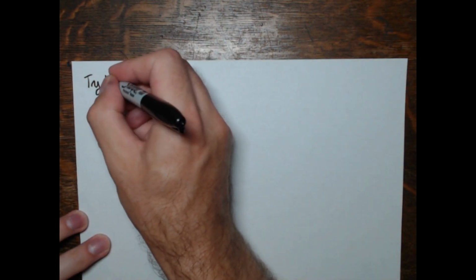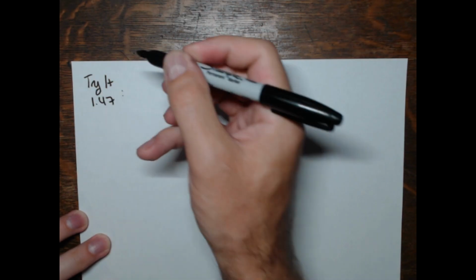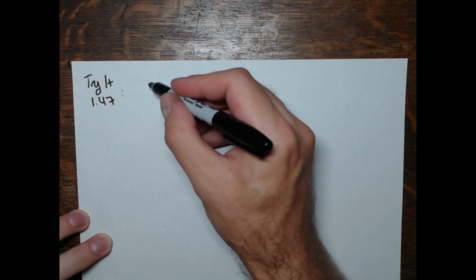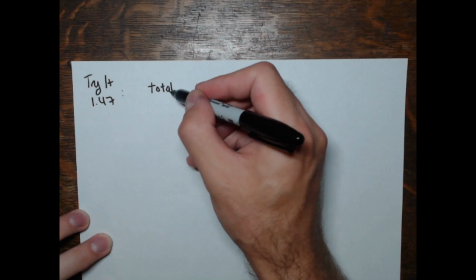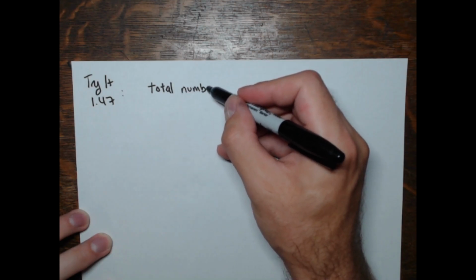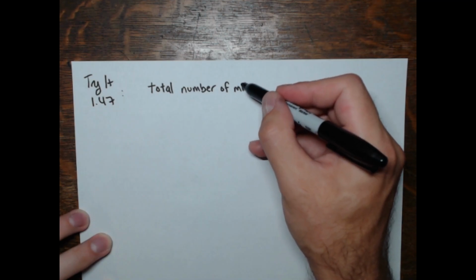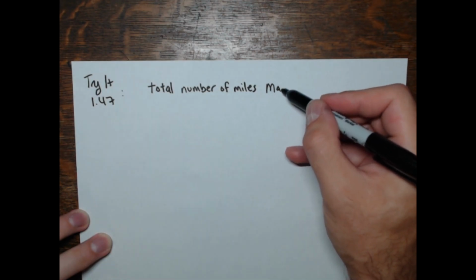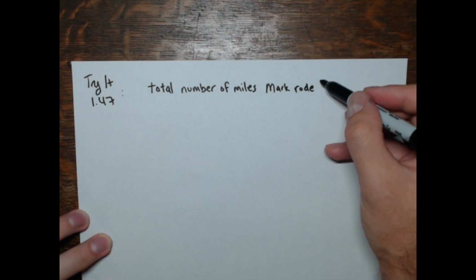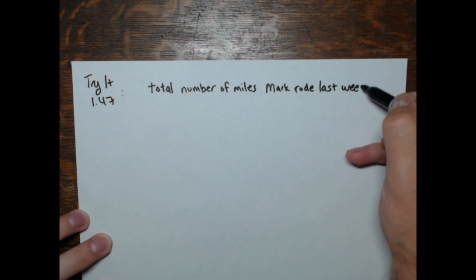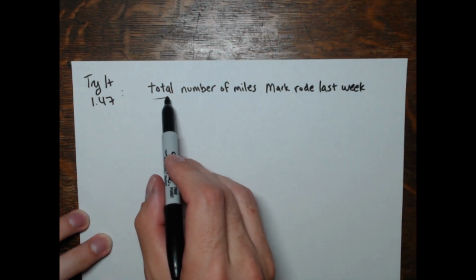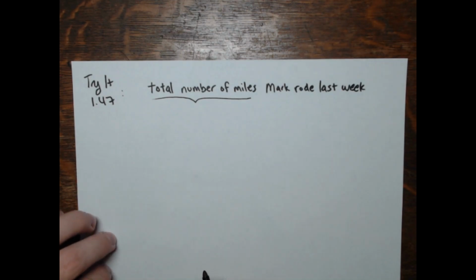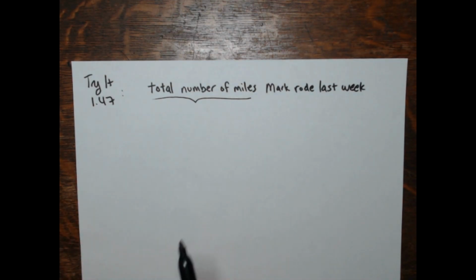All right, so this is try it 1.47. So again, what they want is the total number of miles Mark rode last week. That's in the question. And then there's the key words here, total number of miles. We're going to add up then, right? Total implies sum, addition.